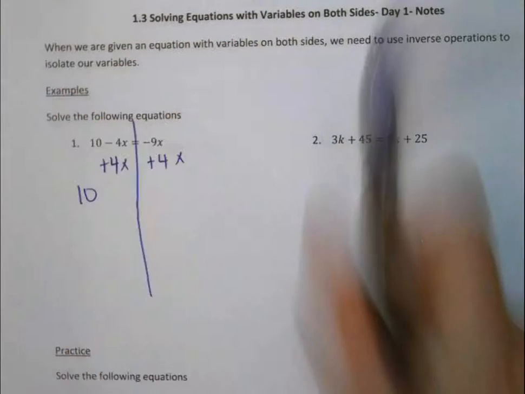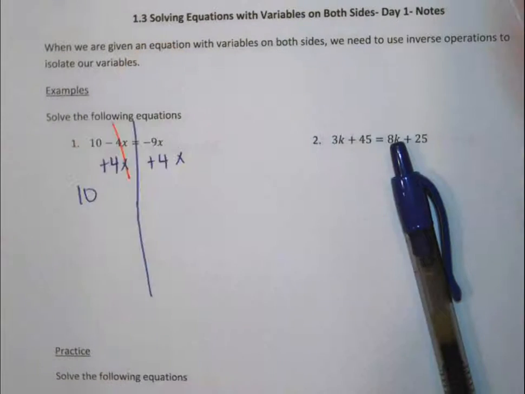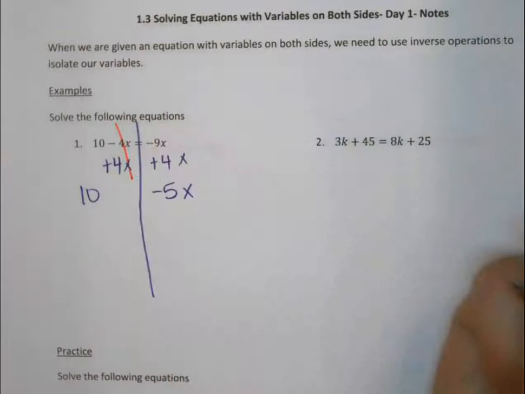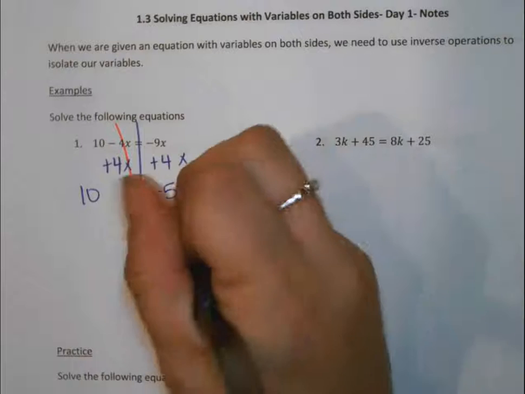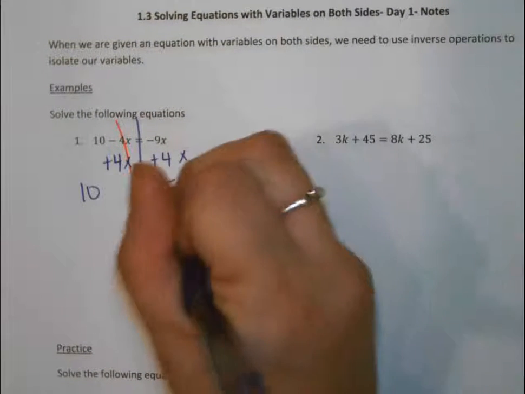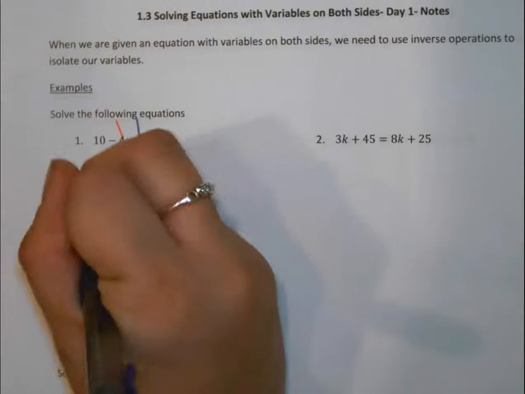I'm left with 10 on the left. The 4x's cancel out. Negative 9 plus 4 is negative 5x. Then, even though it's on the wrong side of the equation, I'm still going to work with it because it doesn't actually matter what side of the equation my variable is on. I'm going to divide by negative 5 on both sides.